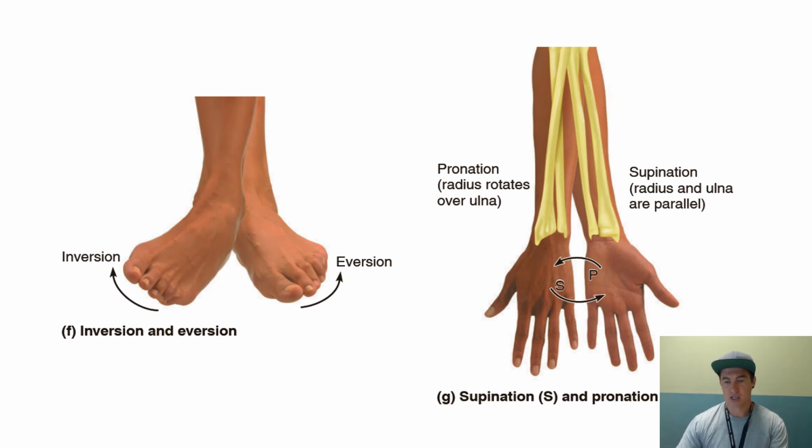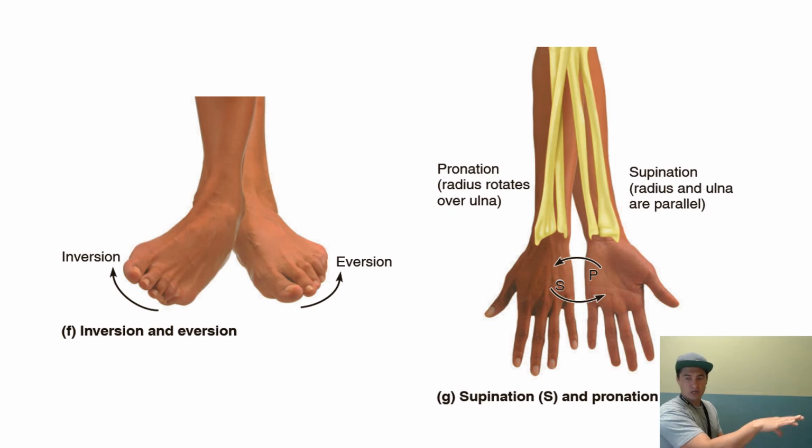We have inversion and eversion, which is a specific kind of joint action for the ankle. Inversion is turning the ankle in, eversion is turning it out. And then we have the same kind of movement in the forearm, except it's called supination and pronation. Pronation is turning your palm down, so I'm pronating. Supination is turning my hand open.